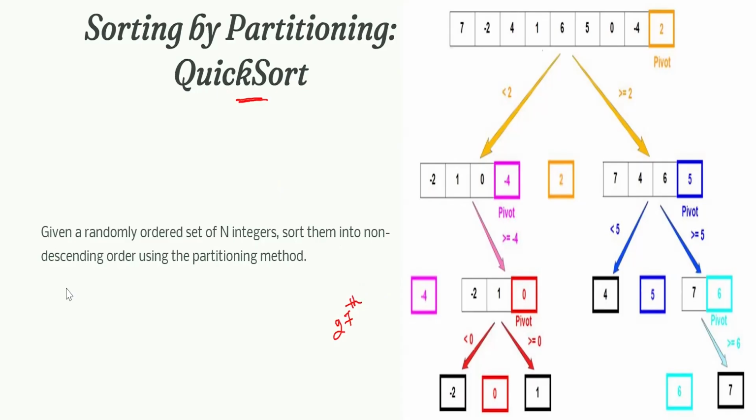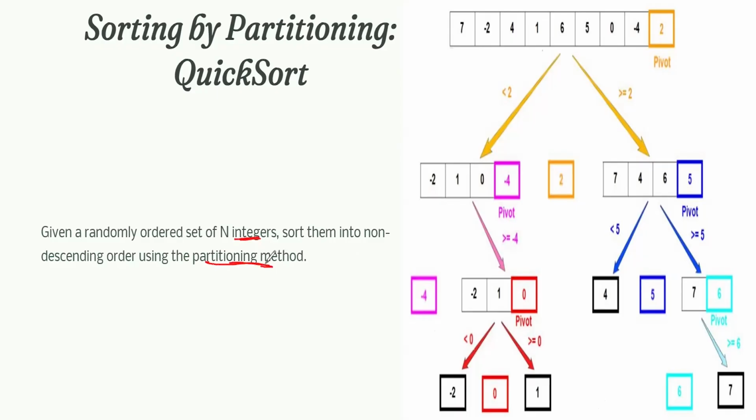Like we all know what is sorting. Sorting is nothing but we have n number of given elements and our final agenda is to sort them in an ascending or a descending order. So what is this quicksort? Given a randomly ordered set of n integers, sort them into non-descending order using a partitioning method.